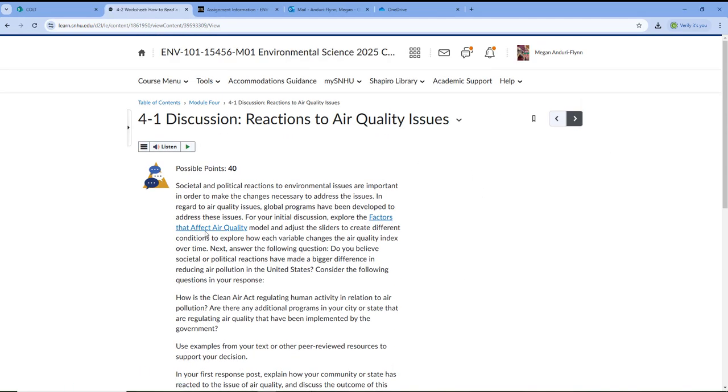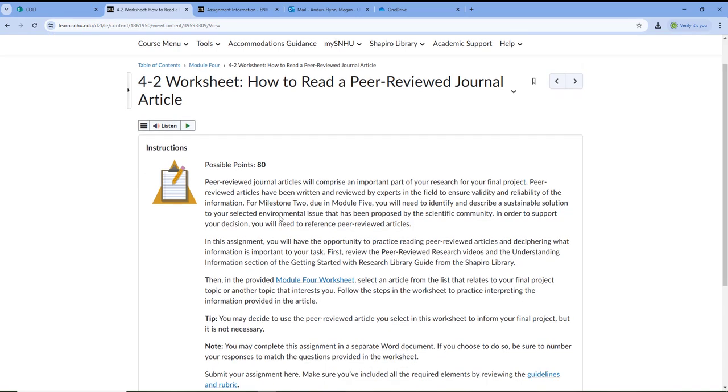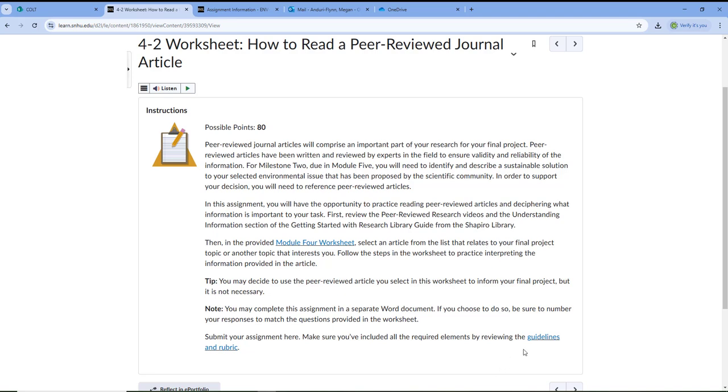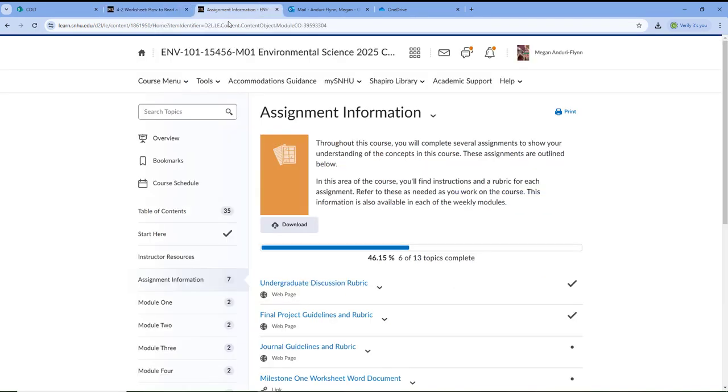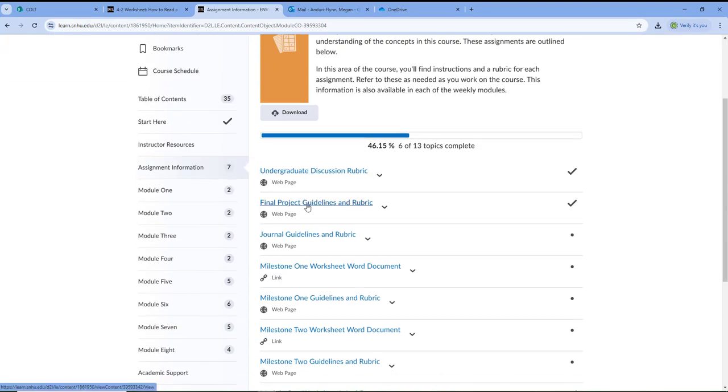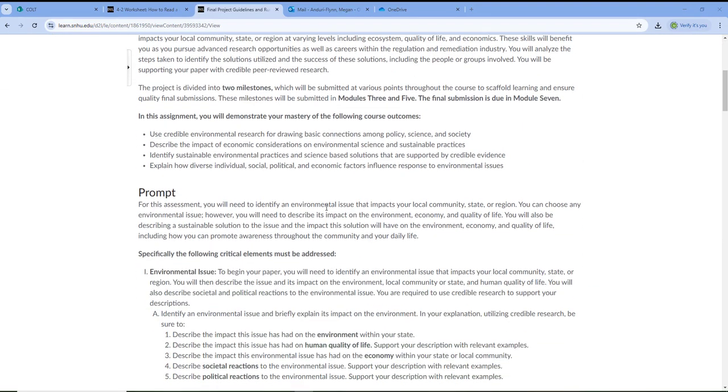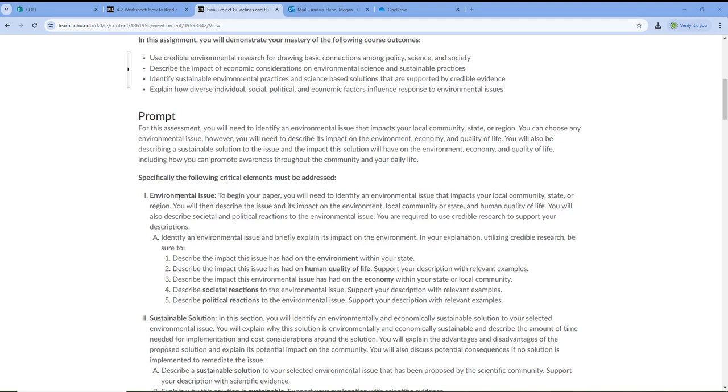And then you also have another worksheet assignment here. So this worksheet assignment, again, has to do with your final project. As part of the final project, let me go ahead and go back to the final project guidelines and rubric. It says here, even under our environmental issue, you're required to use credible research to support your descriptions.